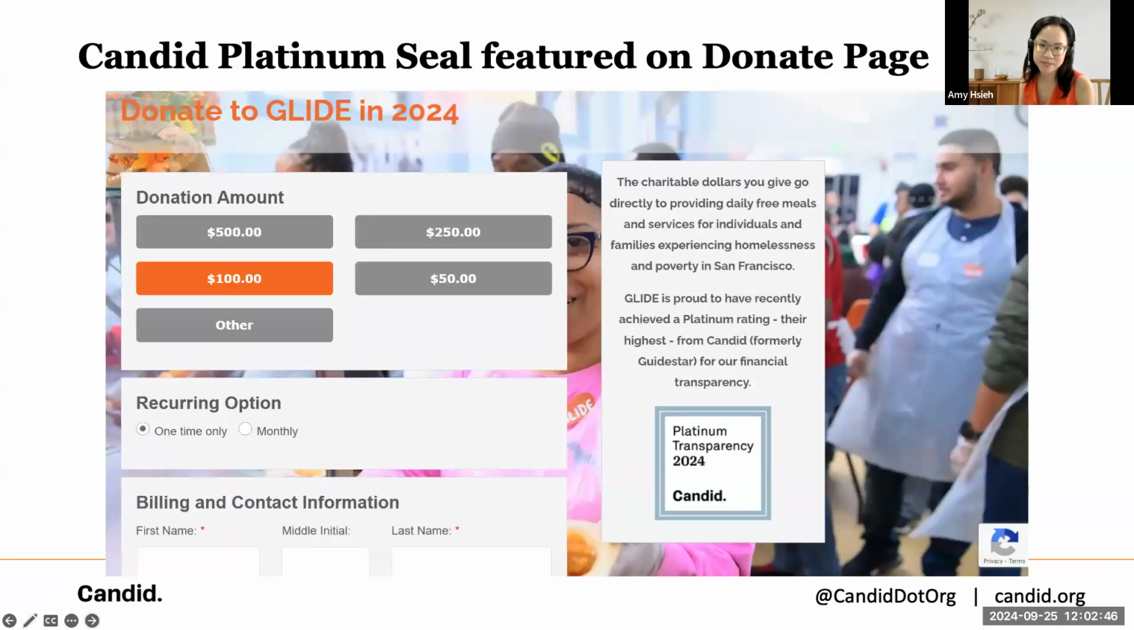So our Candid Platinum Seal is featured on all of our donation pages for all of our campaigns. You can see it here displayed prominently, and here it says the charitable dollars that you give go directly to providing daily free meals and services for individuals and families experiencing homelessness and poverty in San Francisco. And it also says that Glide is proud to have recently achieved our platinum rating, their highest, from Candid for our financial transparency. So next slide, please.